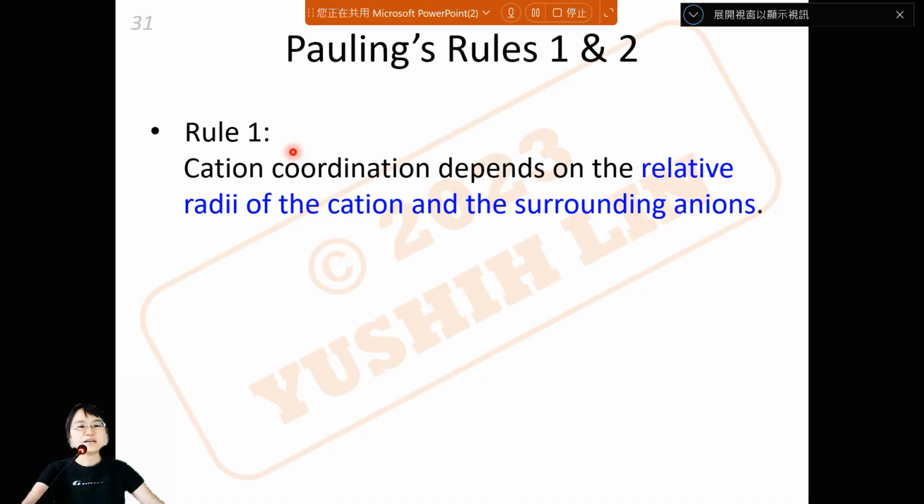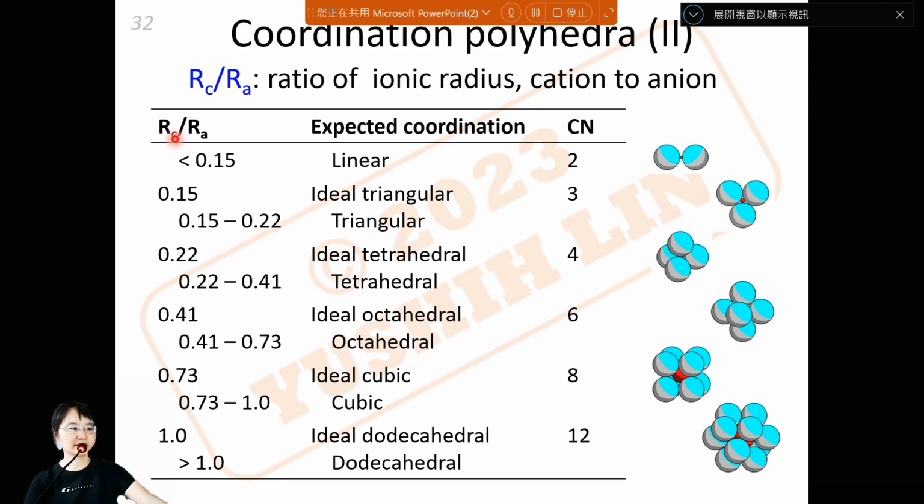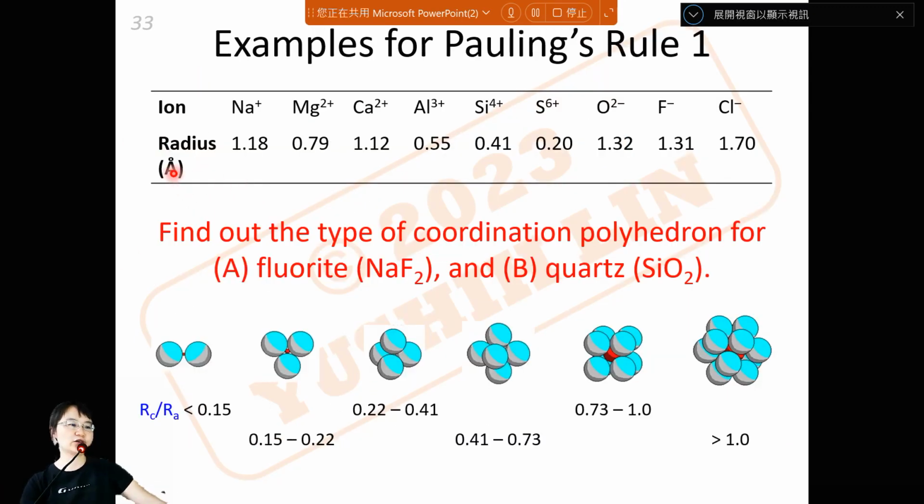Okay. Rule 1. Coordination number depends on the relative radii of the cation and the surrounding anions. And now you should have a better understanding regarding cation, which should be small, and anion, which should be large. So you can calculate this. You can also check in literature, it will tell you the radius of this cation and anion. For fluoride, you can divide the radius of calcium by fluorine. Then you will know the coordination number of fluoride and also quartz by this kind of simple calculation.